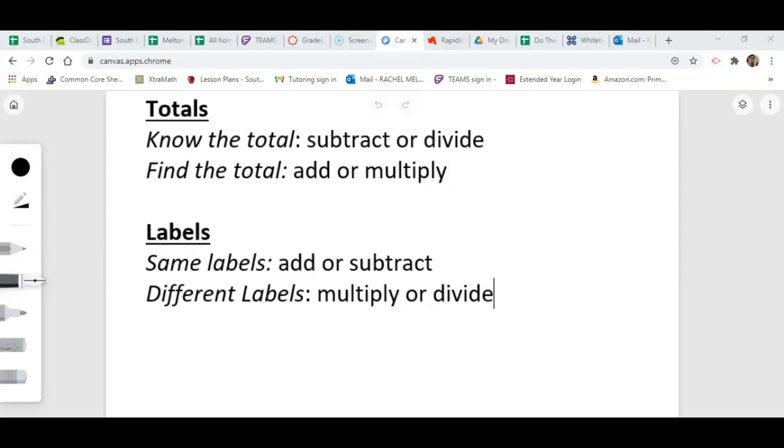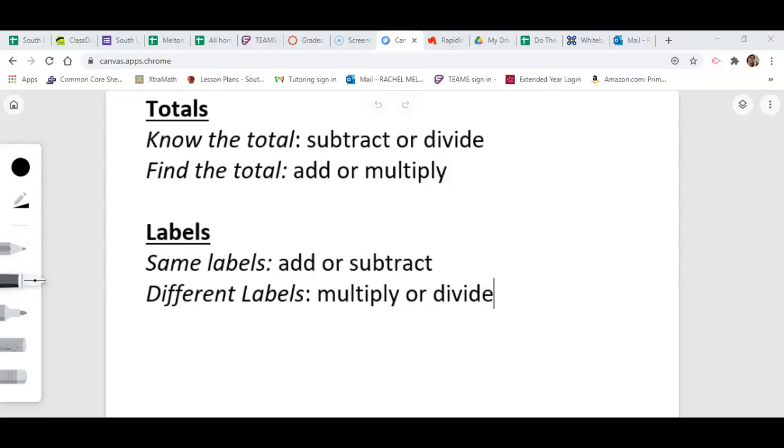This, I tell the kids all the time, is a way for you to know what operation to do, you'll never have to guess again. Okay, if you can do totals and labels, that will tell you exactly what operation to do. Okay, so this I tie in with strip diagrams all the time.